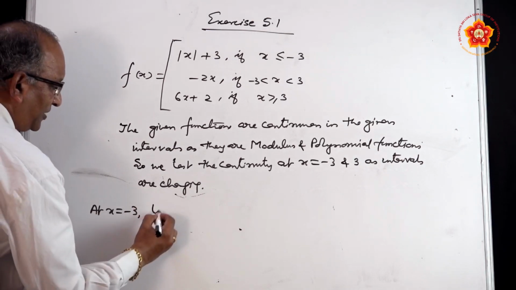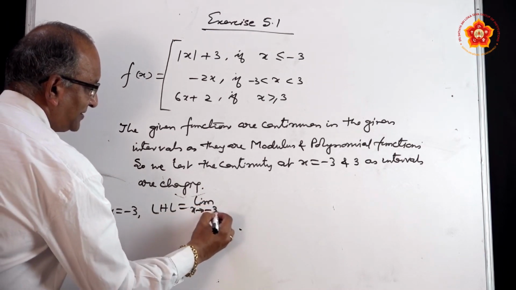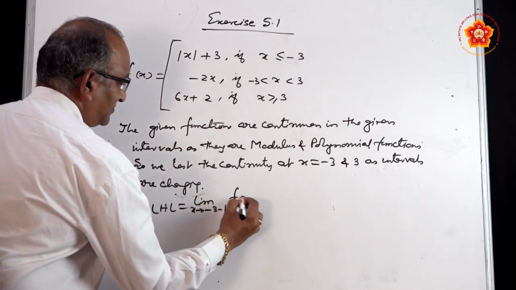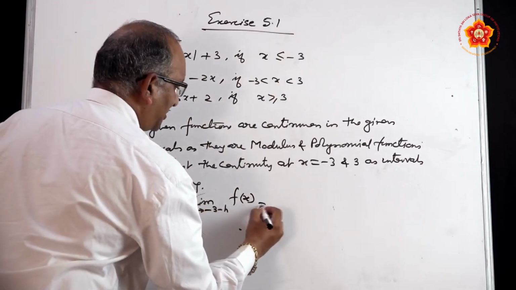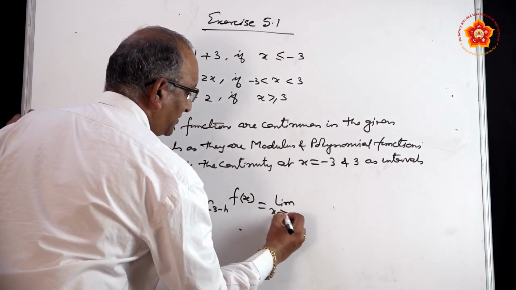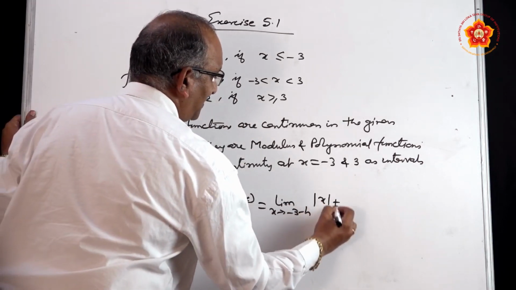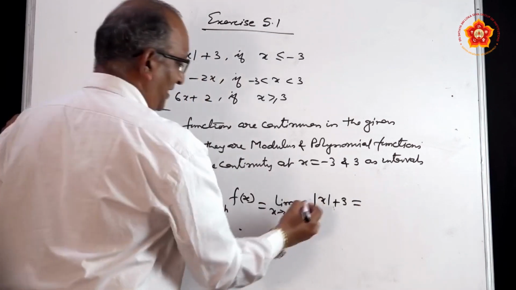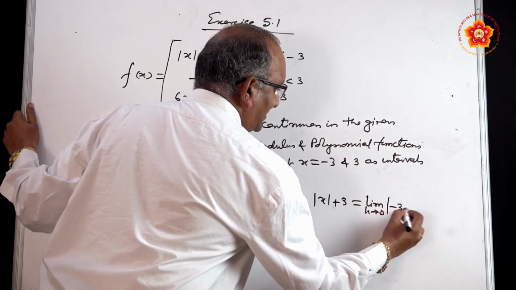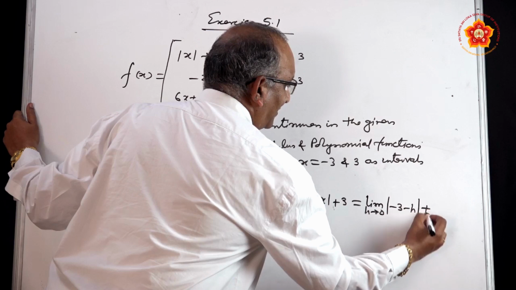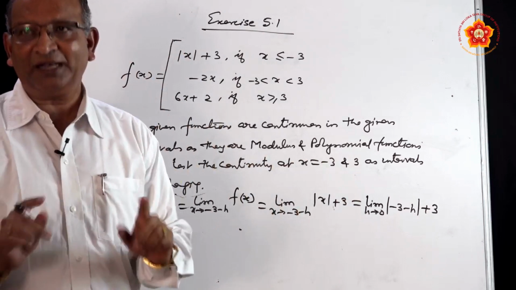How do you test? Find out the left hand limit. How do you find the left hand limit? Limit x tending to minus 3 minus h of f(x). What is the function if it is less than minus 3? The function is this. So in place of f(x), write the function modulus of x plus 3. Substitute x: limit h tending to 0 of modulus of minus 3 minus h plus 3. Proceed to the limits. If h tends to 0, you will be left with modulus of 3.